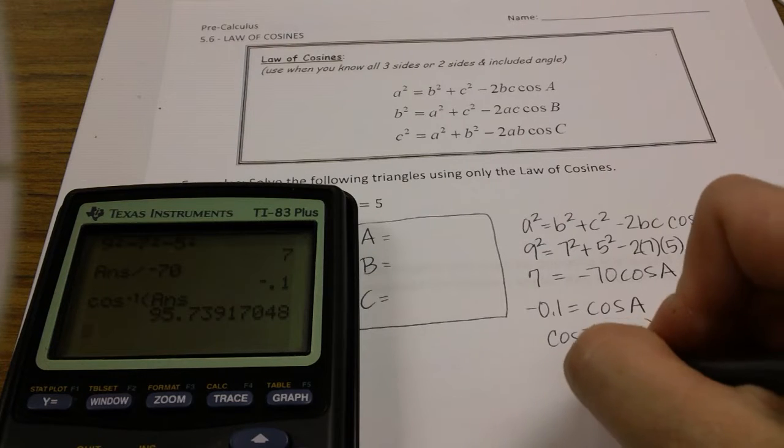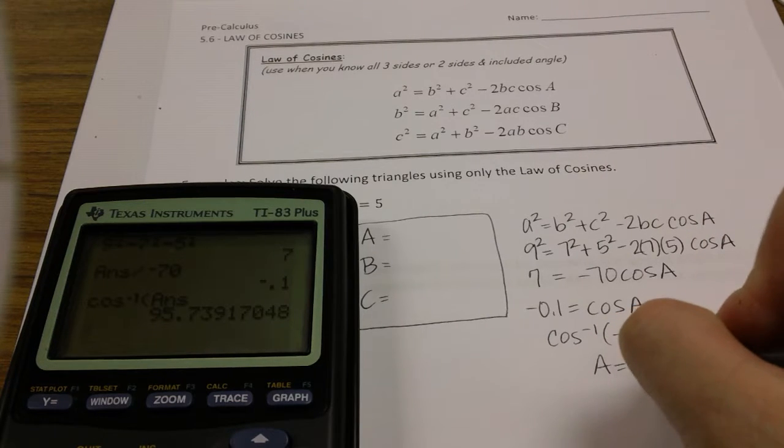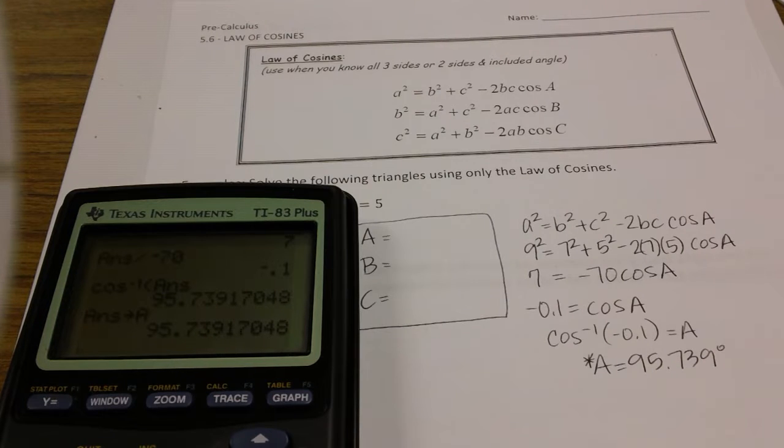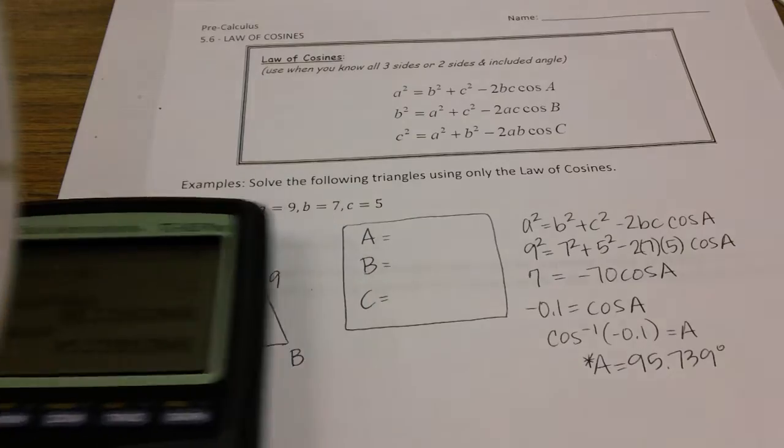And we would get angle A equals 95.739 degrees. And I'm going to go ahead and store this into our calculator. So store alpha A, and that'll be stored as A. I put a little star here on my paper to remind me that I stored that as A.